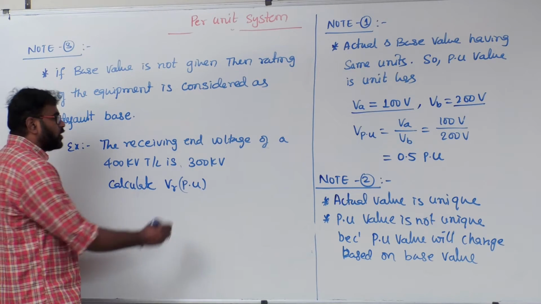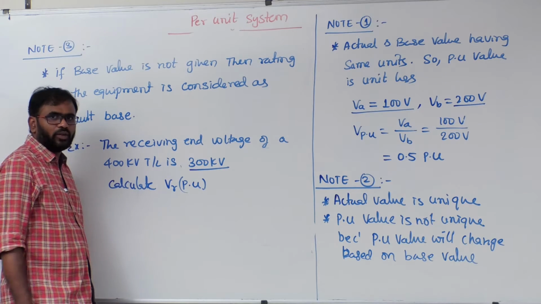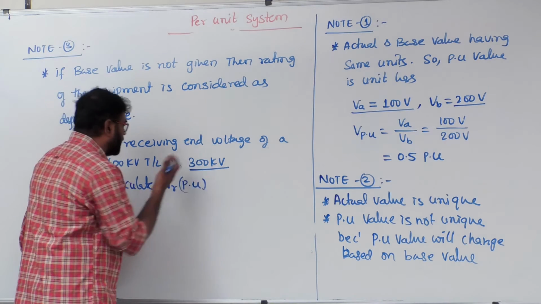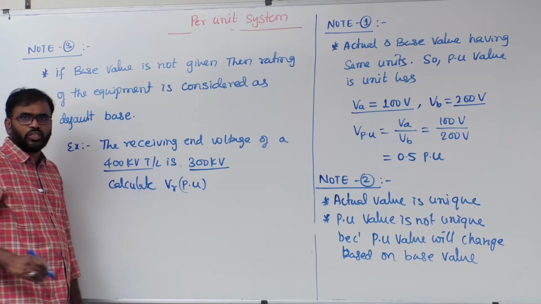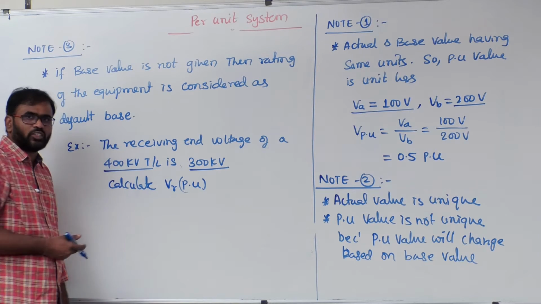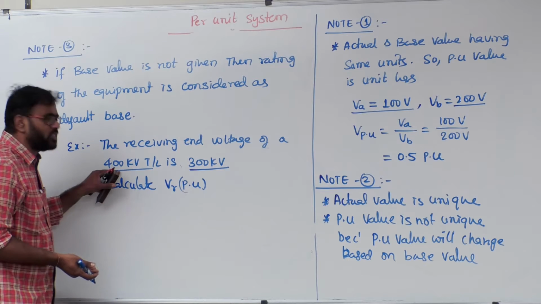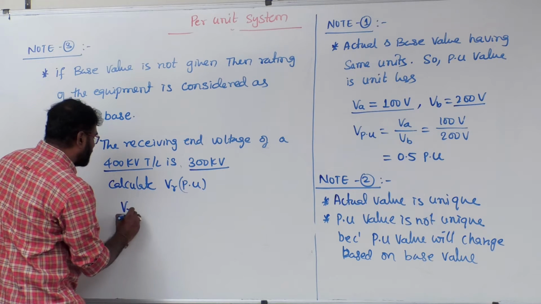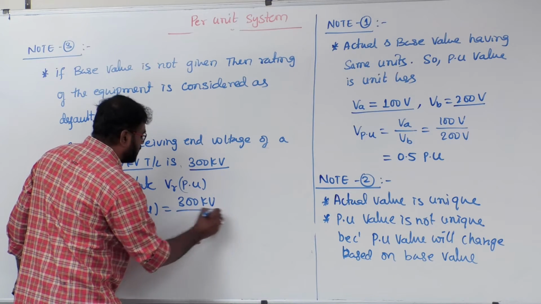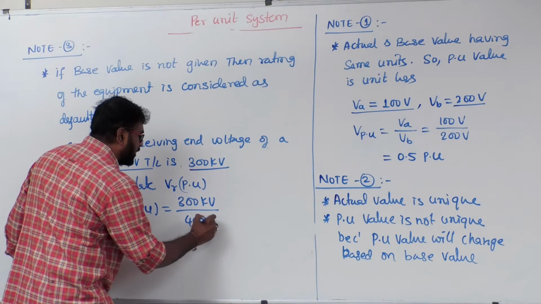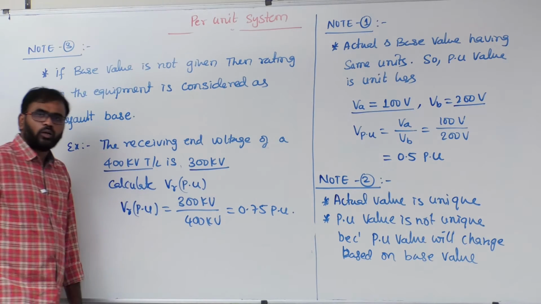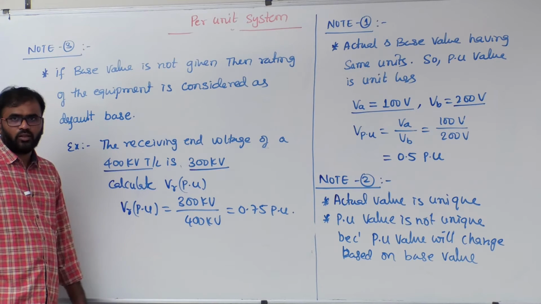Tell me, what is the actual voltage here? Receiving end, 300 kV. What is the base voltage given? Not given in the problem. Since the base voltage is not given, let's take the rating of the machine. Since it is a 400 kV transmission line, the voltage rating is 400 kV, so that is the default base. So what is VR per unit? 300 kV is the actual voltage, base voltage is 400 kV. So how much do you get? 0.75 per unit is the answer.